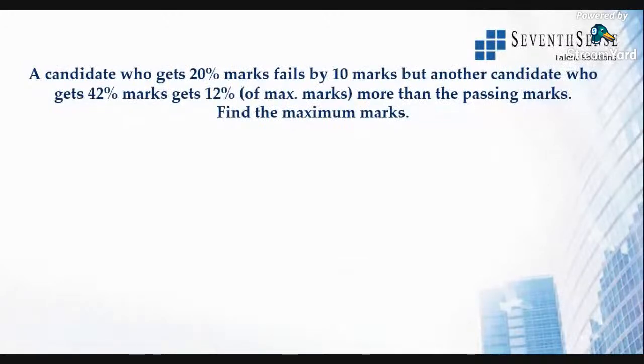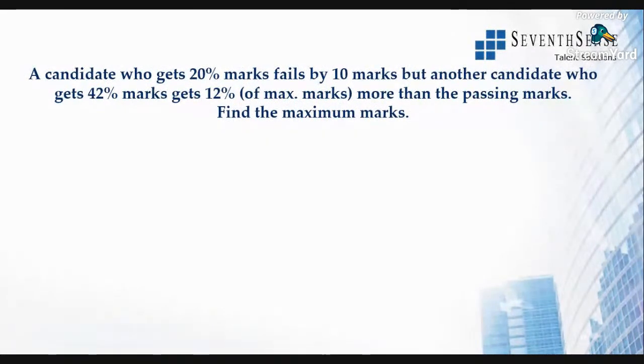Now the tougher level of the questions changes. All right, a candidate who gets 20% marks fails by 10 marks, but another candidate who gets 42% marks gets 12% of the maximum marks more than the passing marks. All right, he gets 12% of maximum marks more than the passing marks. They are asking find the maximum marks. Find the maximum or the total marks.